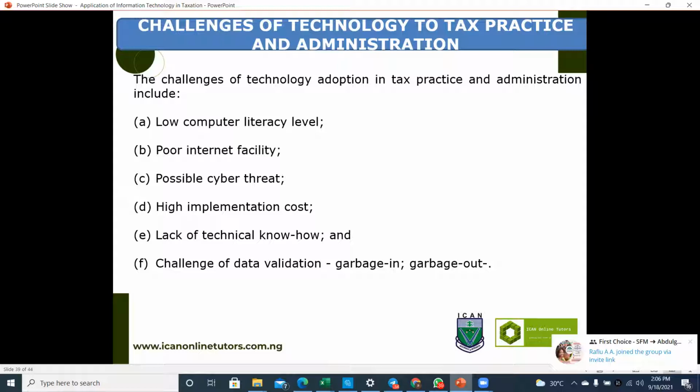And if care is not taken, it may render you unemployed. So to avoid these threats, to avoid these risks, then you have to do something. Okay, so before looking at the opportunity, let's take the challenges. Now, the challenges of technology adoption in tax practice and administration include: one, low computer literacy level.